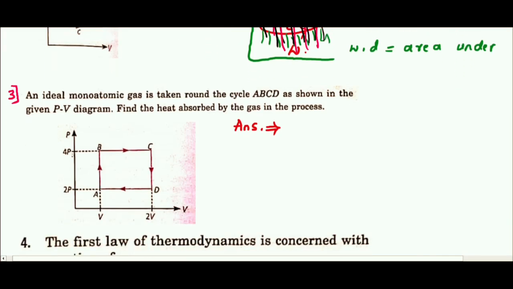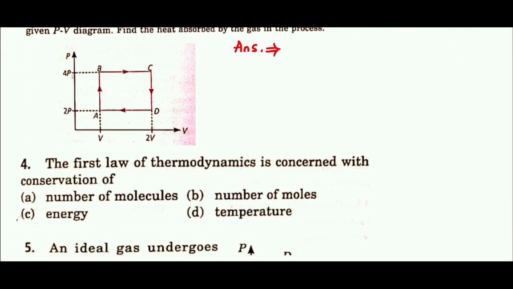So the third question here is, an ideal monoatomic gas is taken round the cycle ABCD as shown in the given PV diagram. So one thing to remember is the sign convention, positive or negative. Since this is in a clockwise direction, we can say that the work done, or the sign convention, will appear to be positive. Why? Because it is in a clockwise direction, right? So what we have to find is the heat absorbed by the gas in this process.